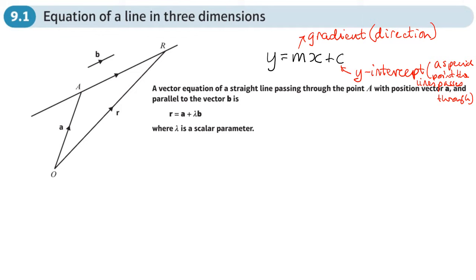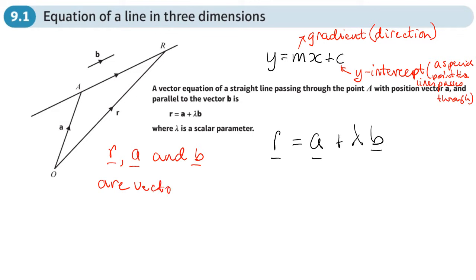Well, the vector equation of a line is written in this form. R equals A plus lambda B. Now, R, A and B are underlined because they're vectors. Anything you see in bold is a vector. So let's write that down. R, A and B are vectors. The letter lambda isn't a vector. Lambda is a scalar, so it's just going to be something we multiply by.